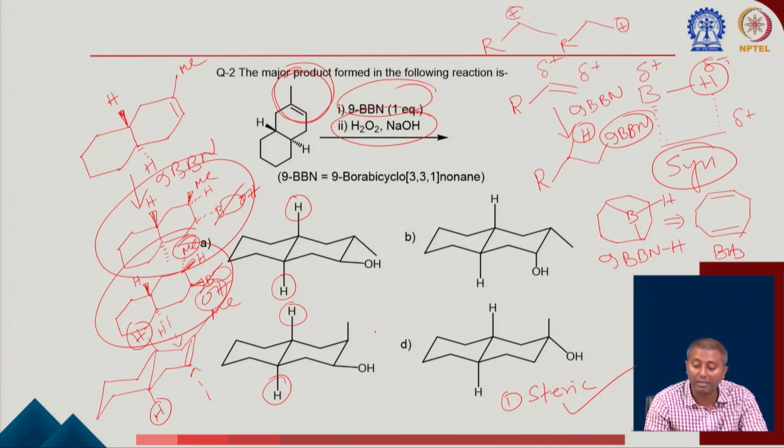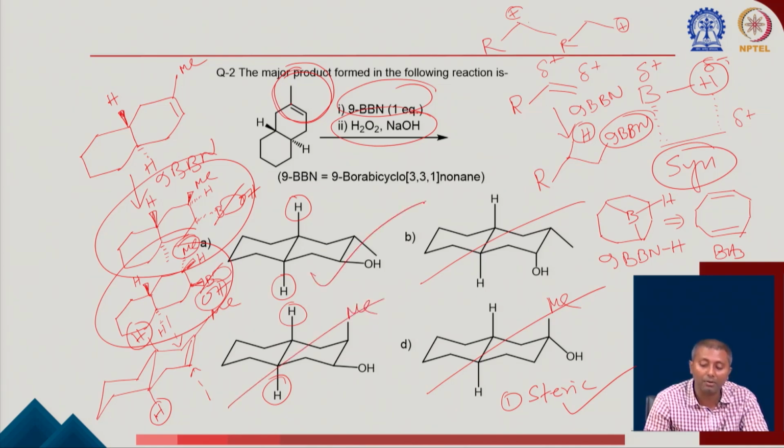So all the products have trans, but in this case the OH is in the above face, the methyl is in the down face. In the next option, both methyl and OH are in the same face, so that cannot be the option. Both methyl and the OH are on the same carbon, that cannot be the option. And also both methyl and the OH are on the same side, that is not the option. So option A is the only correct option.